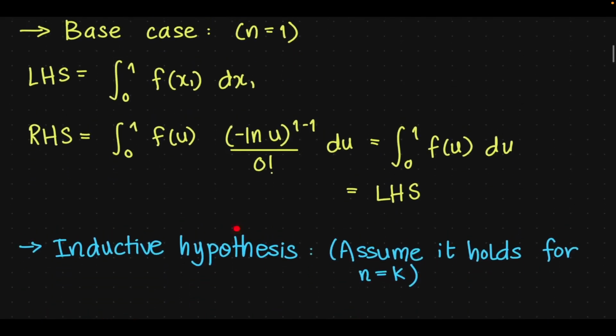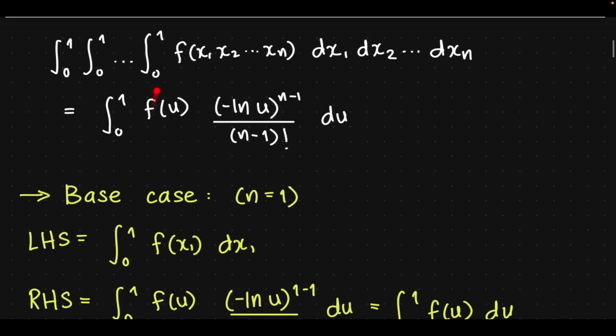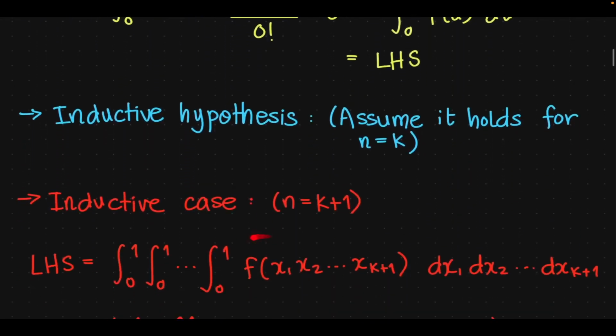To move on, we have to assume the inductive hypothesis. So the inductive hypothesis says: assume that this identity holds for n equals k for some arbitrary integer k. That's the inductive hypothesis, to assume this. But we're not done yet. We still have the inductive case to show that this actually holds for n equals k plus 1.